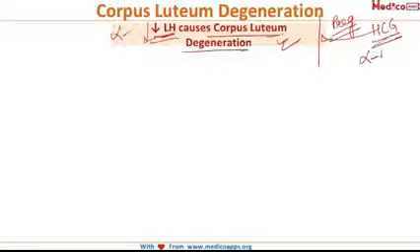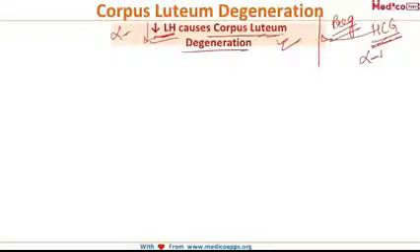And this is the difference here with the pregnancy. If at all the pregnancy occurs here, then this corpus luteum will now be maintained by the HCG, the human chorionic gonadotropin, because we know that the alpha subunit of the HCG resembles the alpha subunit of the LH. So this HCG will now support the corpus luteum. But if the pregnancy does not occur, then with the decrease of LH, the corpus luteum degenerates.